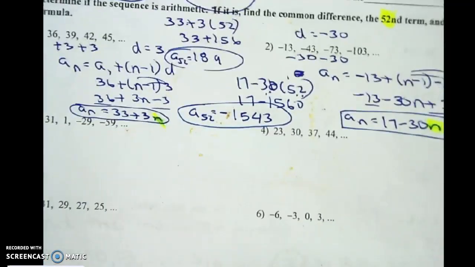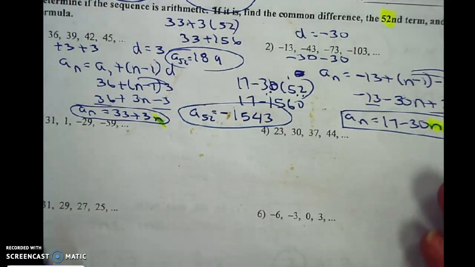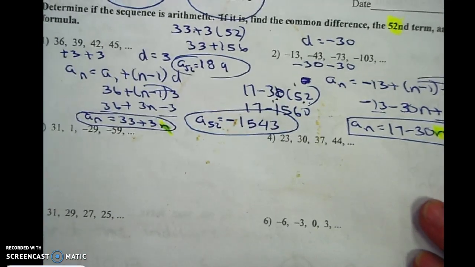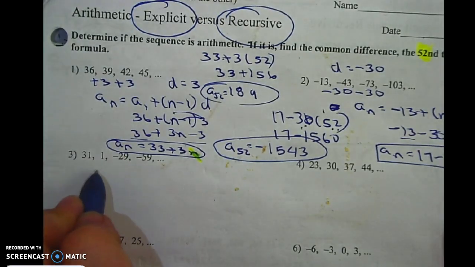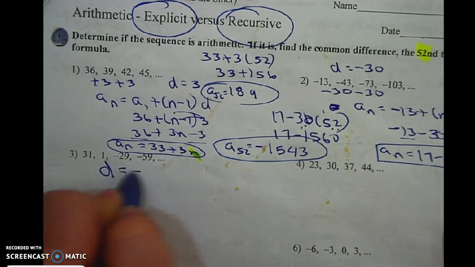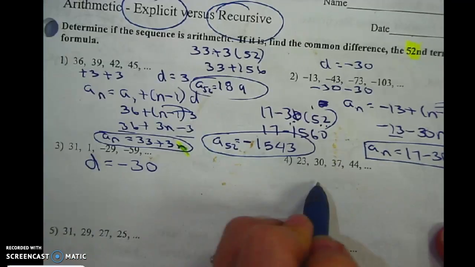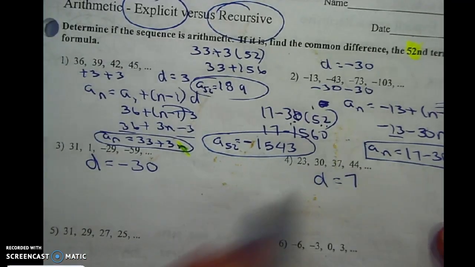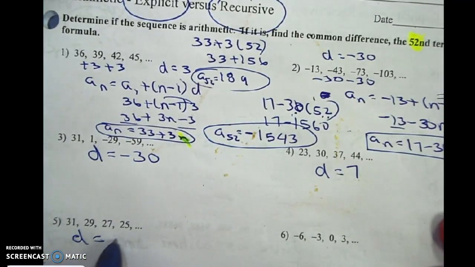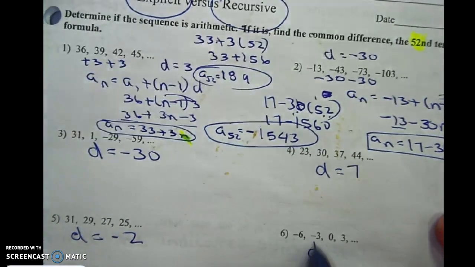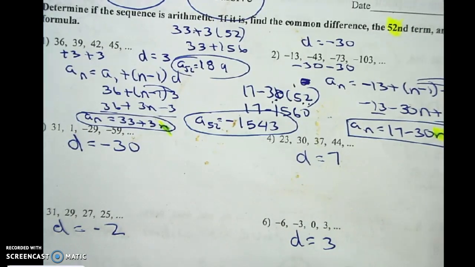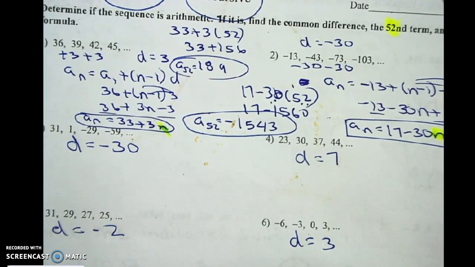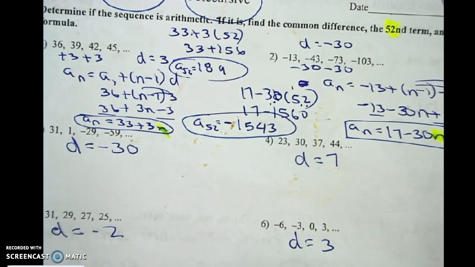Okay. Same thing with this one. You know what? Just for the rest, all I need to see is that you can do the pattern. So my d is negative 30. And then here my d is 7. Here my d equals negative 2. And here my d equals 3. And the same thing. Yeah, I think you understand it. I don't think we need to do any more. But what I need you to get is this is what you're doing for an explicit formula.